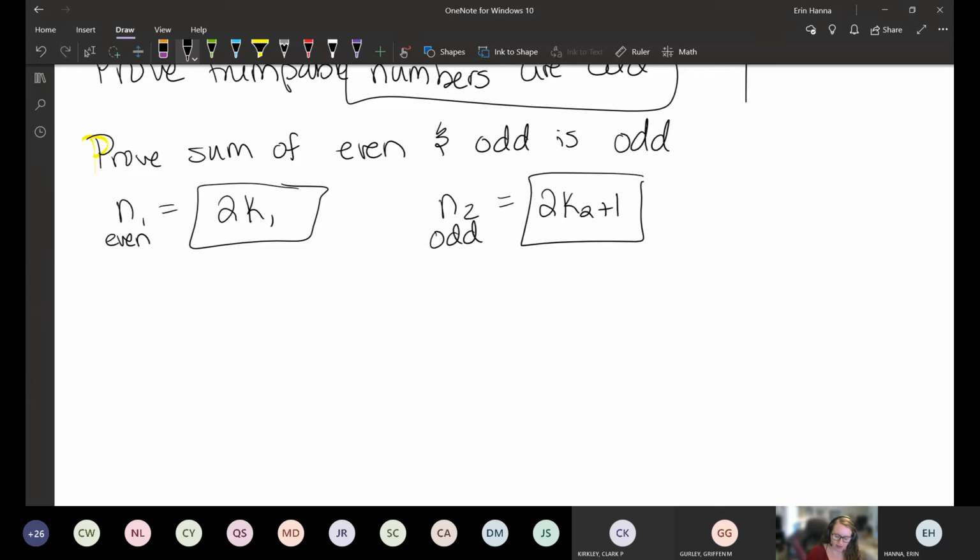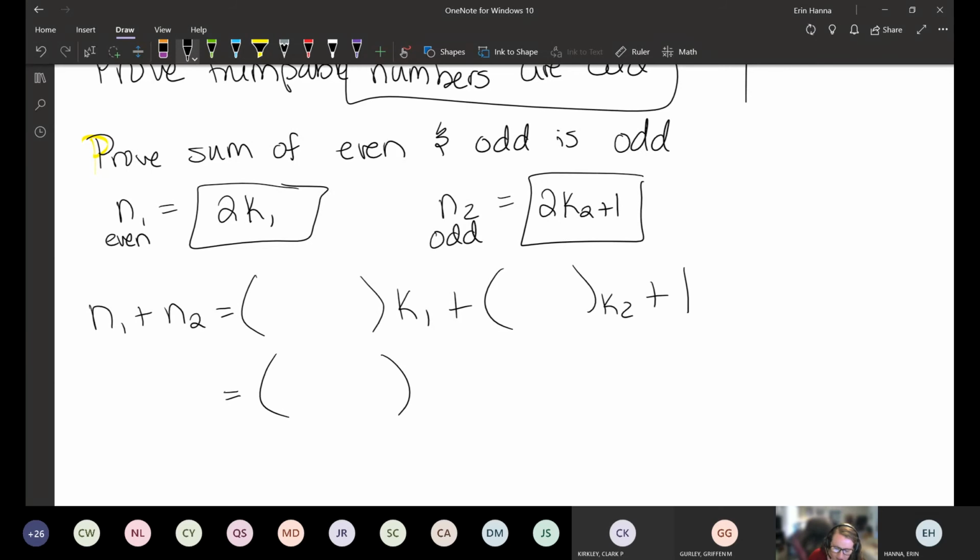Okay, and then we have kind of the meat and potatoes of the proof they're trying to get us to do. So we have n plus 1 plus n plus 2 equals, so they have blank k sub 1 plus blank k sub 2 plus 1. And then equals blank k sub 1 plus k sub 2 plus 1 is blank.